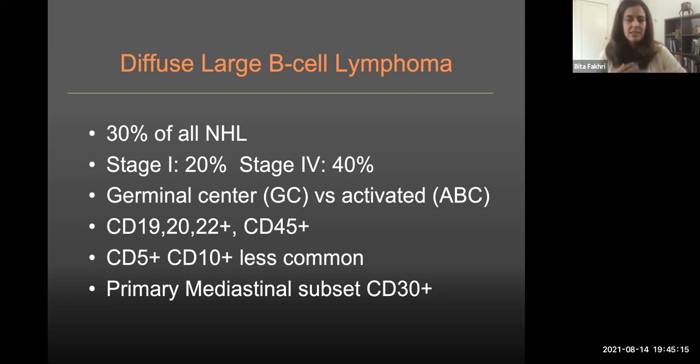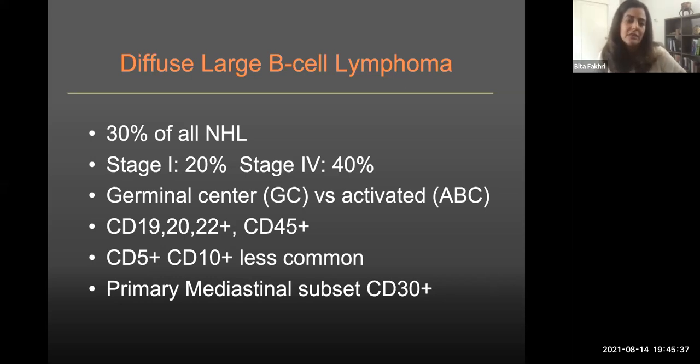Stage three is regardless of the number of nodal stations, but above and below the diaphragm. And stage four is when you have bone marrow involvement or solid organ involvement, like lung involvement, kidney involvement, liver involvement.